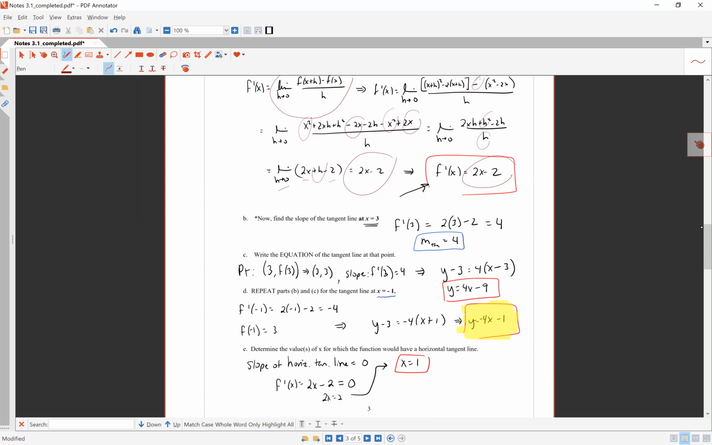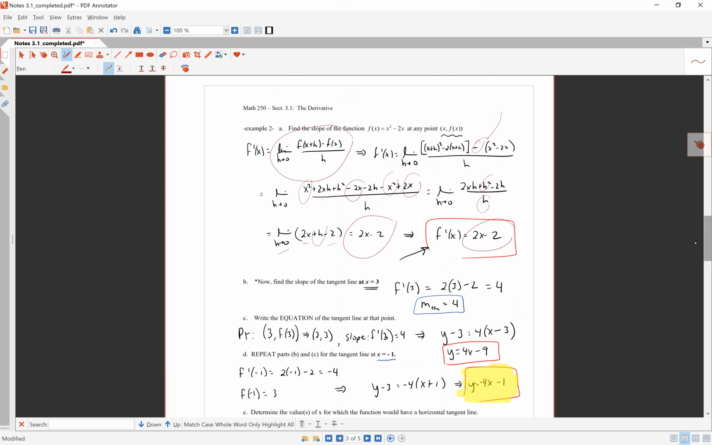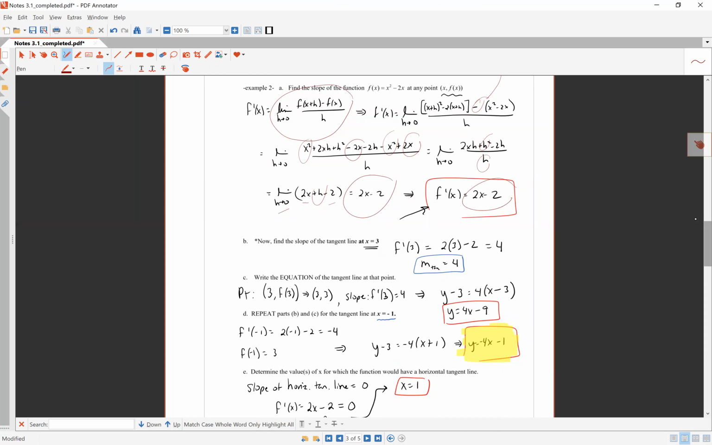And what is our function? It's x squared minus 2x. You plug in 3, right? So you get 9 minus 2 times 3, which is just 3. So we know the graph goes through 3, 3. When x is 3, f of 3 is 3. Okay, let's find the equation of the line whose slope is 4 and goes through the point 3, 3.